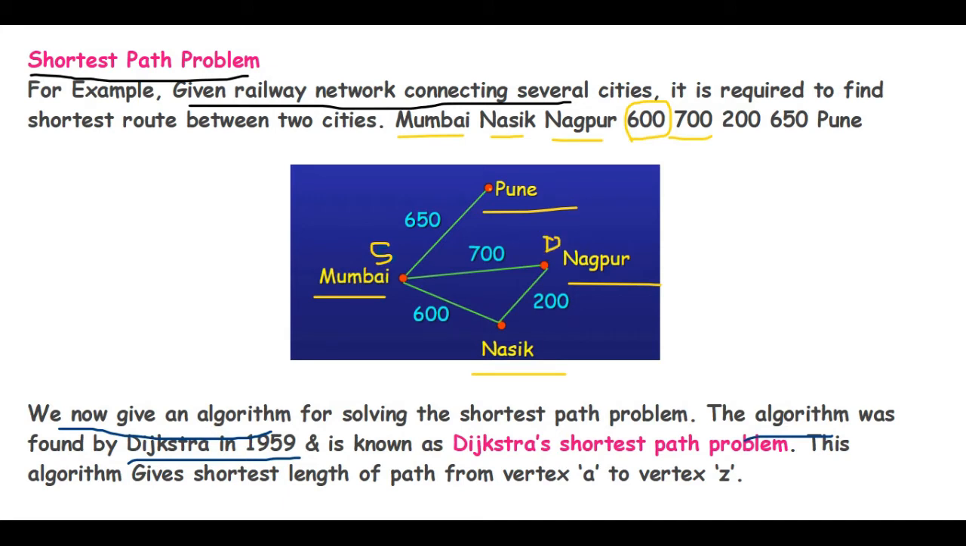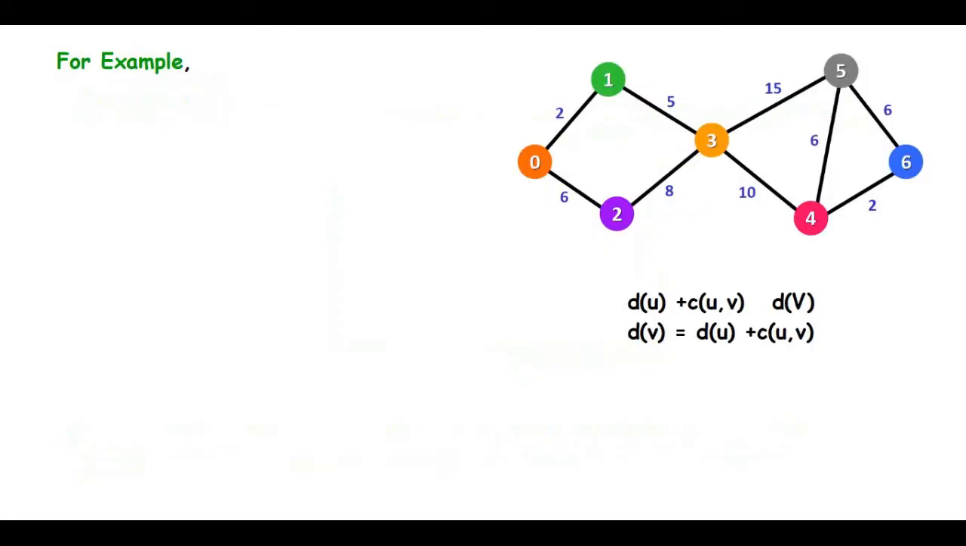Suppose there is another line from Pune to Nasik, and this is 500 or something. So even if you want to travel from Mumbai to Pune, you definitely need to find the shortest path. One is this 650 path, or the 650 and 500 path. So now let's see how to solve Dijkstra's shortest path algorithm.